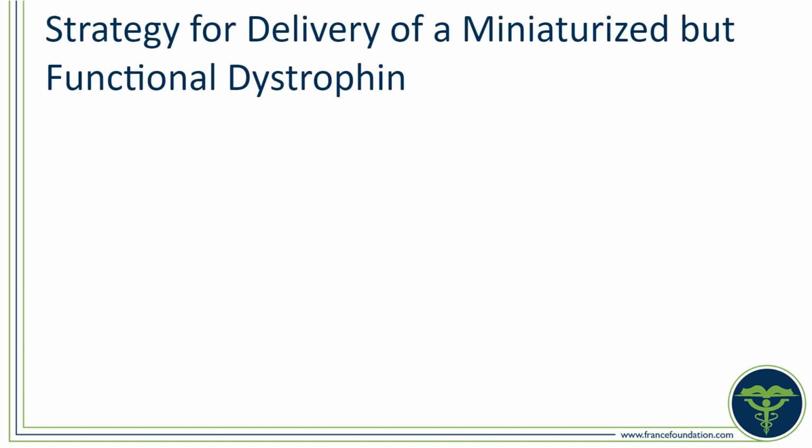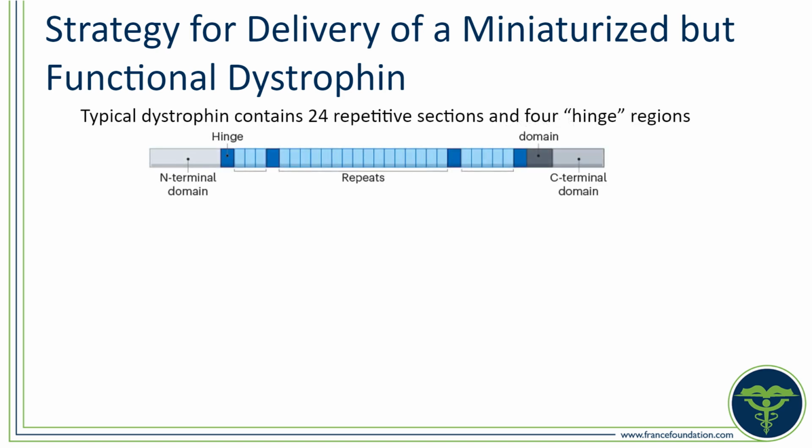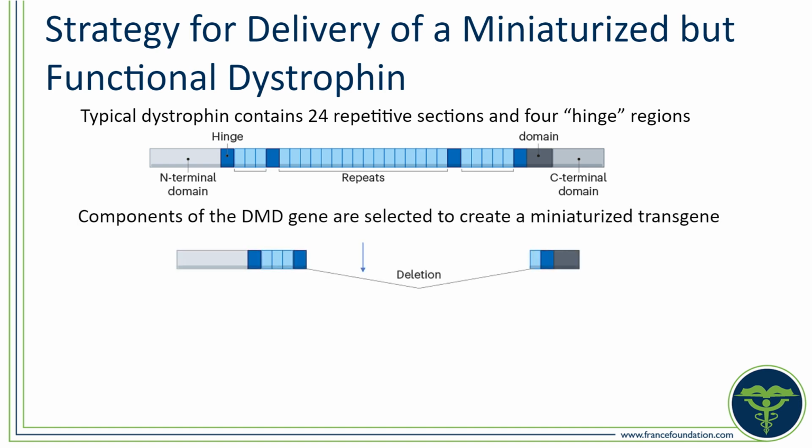Here we see the strategy for delivery of a miniaturized but functional dystrophin via gene transfer therapy. The typical dystrophin gene encodes for a protein that contains 24 repetitive sections and 4 hinge regions. Unfortunately, the entirety of the dystrophin gene cannot fit into a viral vector for gene delivery, and thus components of the DMD gene are selected in order to create a miniaturized but functional transgene.